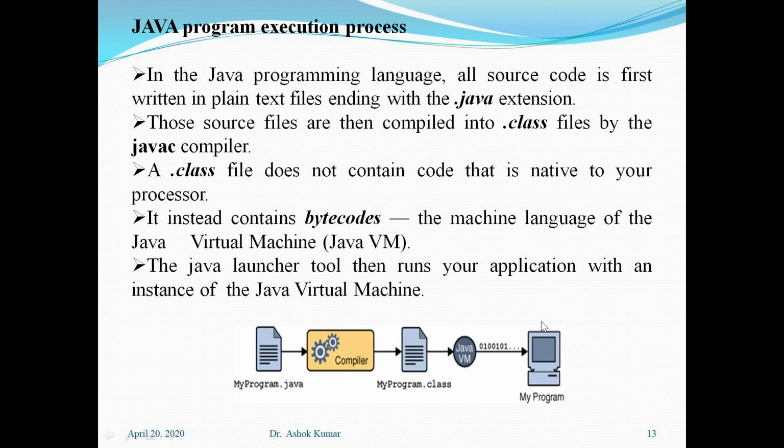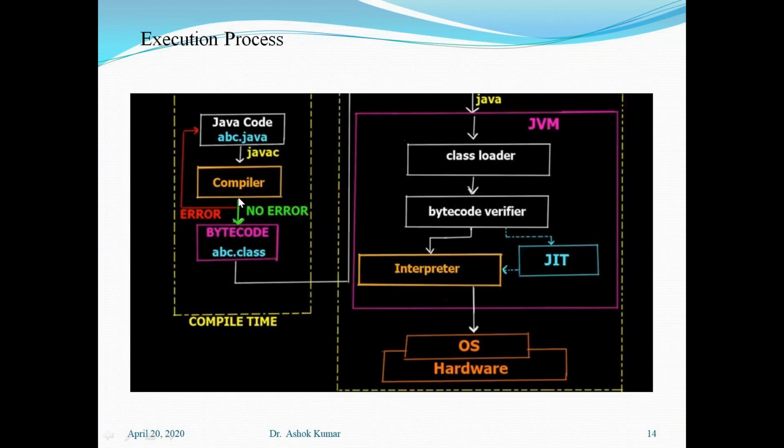So this is your Java code. You're compiling it with javac. This is your compiler. If there is no error, you will get the bytecode. And if the name of your program is abc.java, then this compiler will create a class file named abc.class. And when you run it, what happens? This is shown over here. This box represents the JVM, the Java Virtual Machine, that is responsible for executing your Java program.